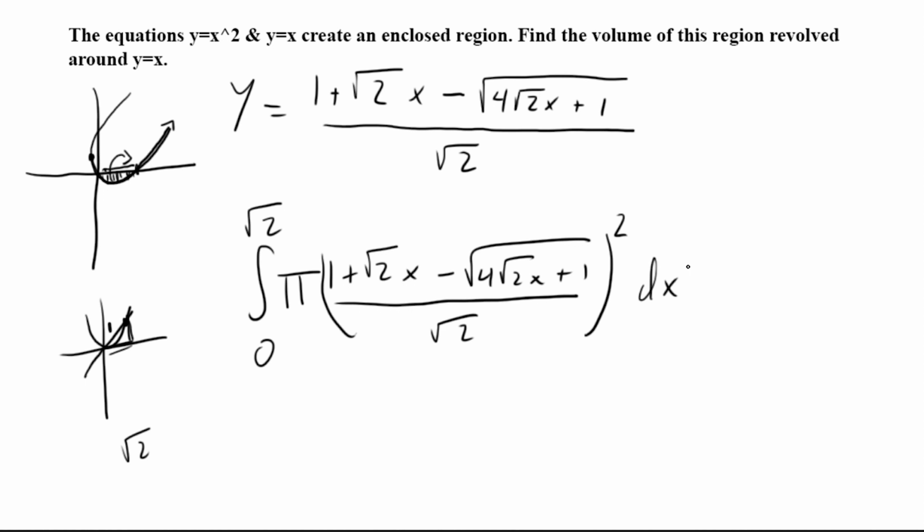And so when you plug this into your calculator, you will get an answer of approximately 0.074048. And that is the volume of the region bounded by the equations y equals x squared and y equals x when it is revolved around the line y equals x.